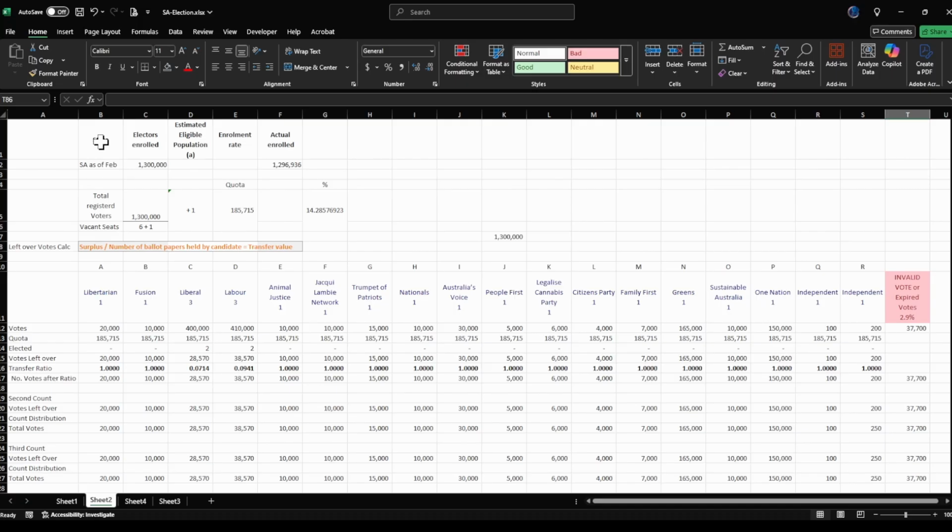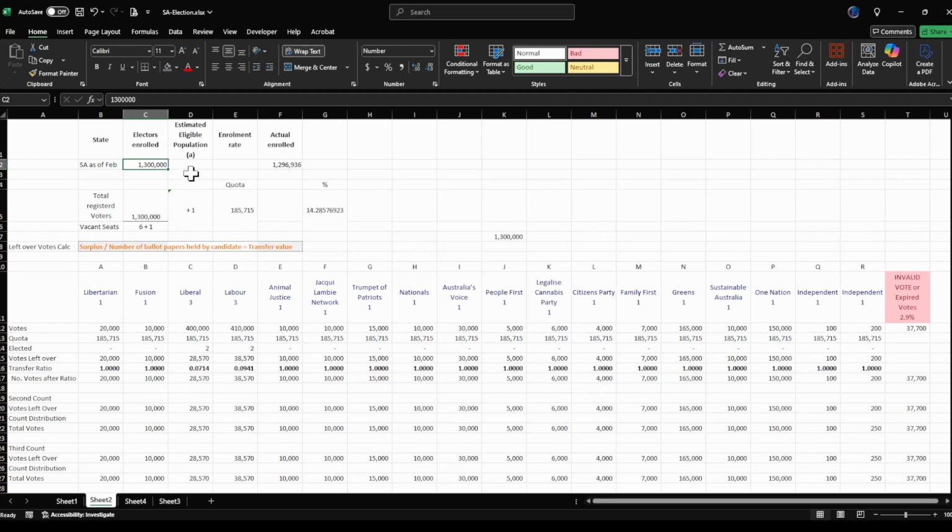So in South Australia, we actually have quite a number of people running for Senate seats. As we can see, it starts from A and goes through to R. And it should also be noted that as of February, there were 1,296,936 voters. To make my life a little bit easier, I have rounded that off to 1,300,000.